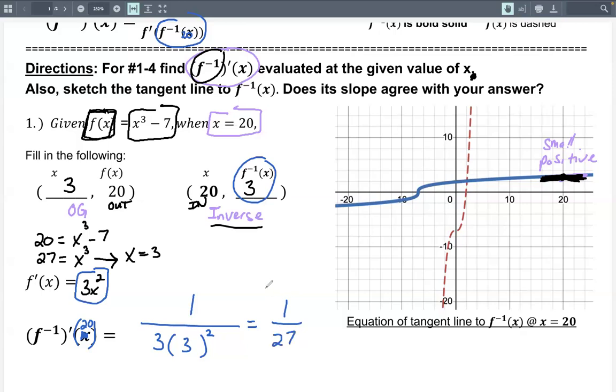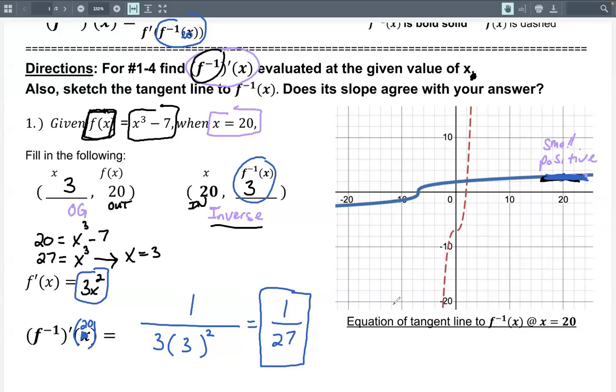So your answer is a derivative or a slope of 1/27th. Now, 1/27th is a very small number, which totally agrees with the graph. You have a very small positive slope because it's really quite flat right here. So all is good in the world. That is correct. The answer is 1/27th.